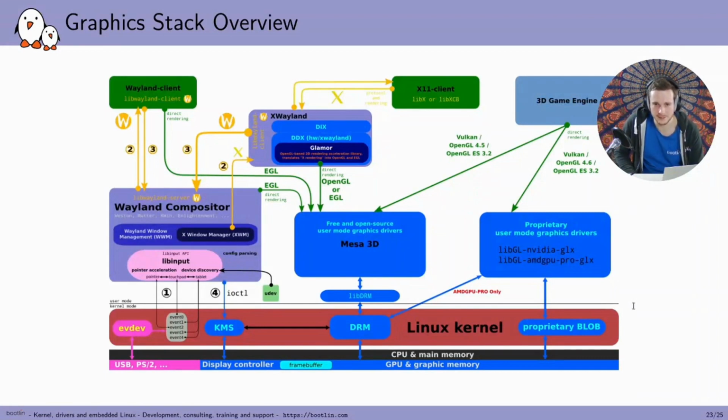So we have examples of applications that can be either native Wayland clients or X clients that go through XWayland. Then in this case, the display server is a Wayland compositor. And this Wayland compositor is going to be using DRM KMS for the display part, and also the input interface of the kernel that is called evdev.